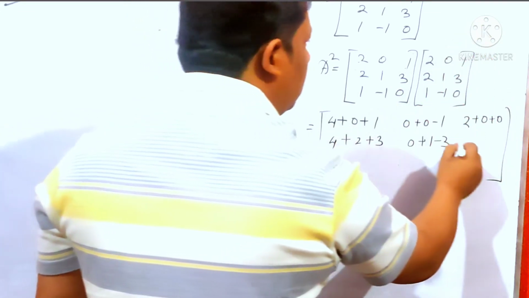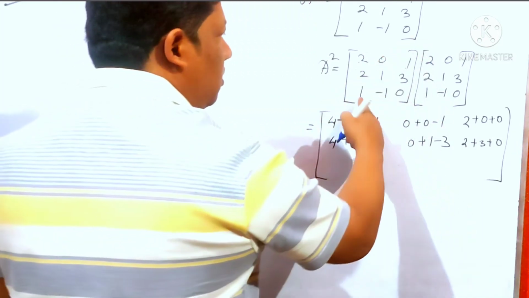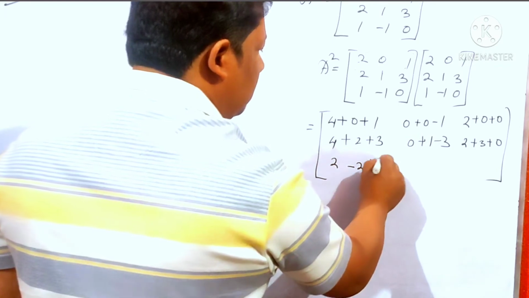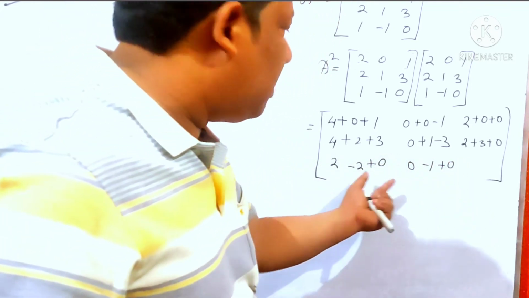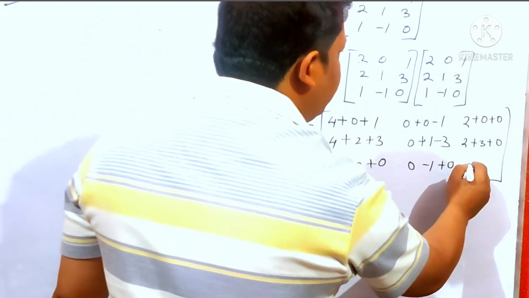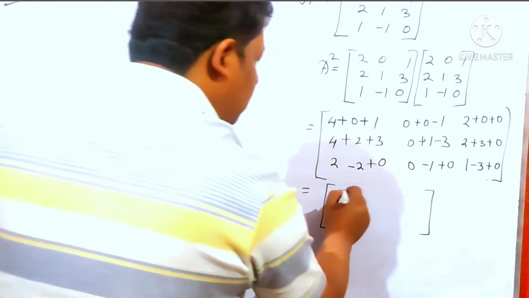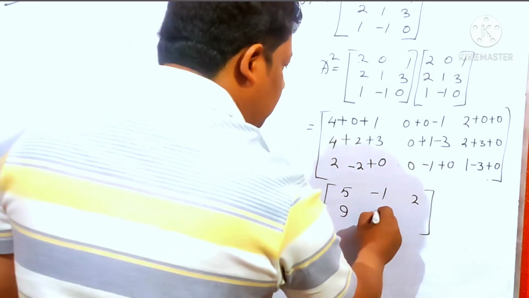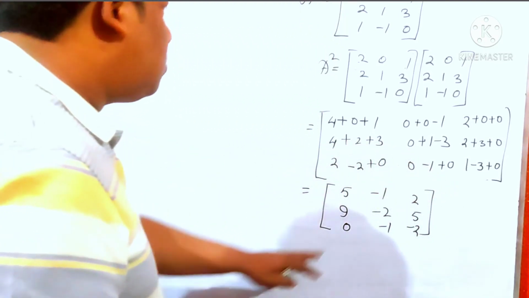Again multiplied by this row, you get 2, 3 and 0. So the third row multiplied by the first column gives 2 minus 2 and here 0, and here minus 1 and 0. I think you understand what I am discussing here: you just have to multiply the row and column. Again this row with this, you get 1 minus 3, again 0. Now when I calculate, I get 5 minus 1 2, 5 9 minus 2, and 5 0 minus 1 minus 2. So I already get A squared.